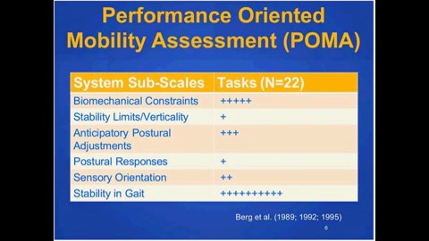you'll see that there are a number of tasks that are addressing biomechanical constraints. There's at least 1 activity that is looking at stability limits, verticality, 3 that are looking at anticipatory postural adjustments, and as you can see at the very bottom, a high number looking at stability and gait, because the Performance-Oriented Mobility Assessment has both a balance component and a gait component. So if I were to use both of those components, I would know quite a lot about the individual that I'm working with as it relates to underlying contributions to the balance impairments that I'm observing.